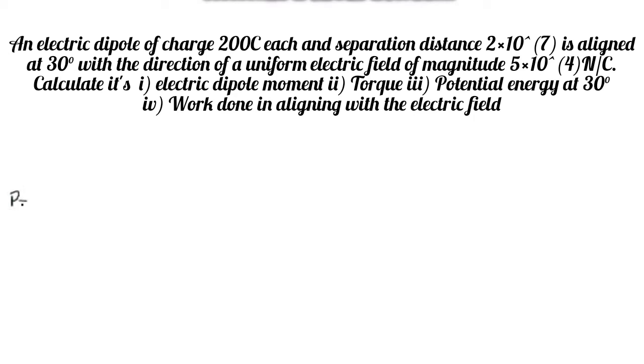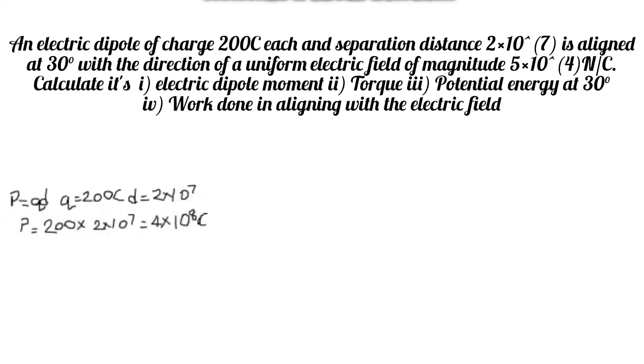Let's calculate the electric dipole moment. P is equal to QD. Q is equal to 200 coulomb. D is 2 times 10 raised to the power 7. So P is equal to 200 times 2 times 10 raised to the power 7, which is equal to 4 times 10 raised to the power 8 coulomb meter. The torque is equal to pE sin theta. P is equal to 4 times 10 raised to the power 8 coulomb meter. E is equal to 5 times 10 raised to the power 4 Newton per coulomb.